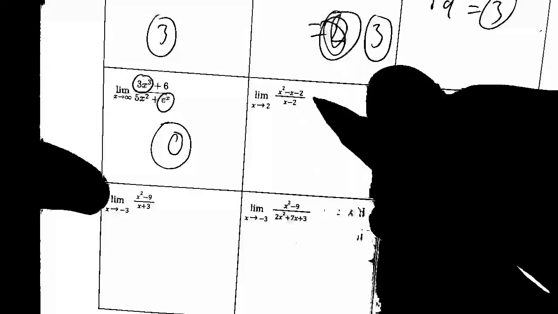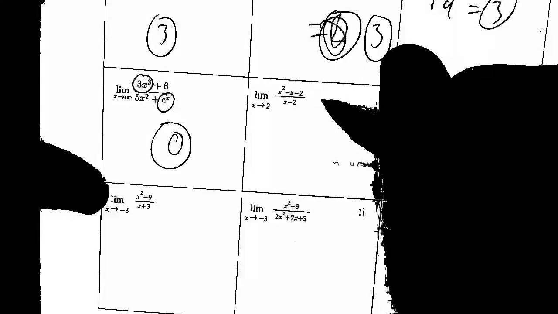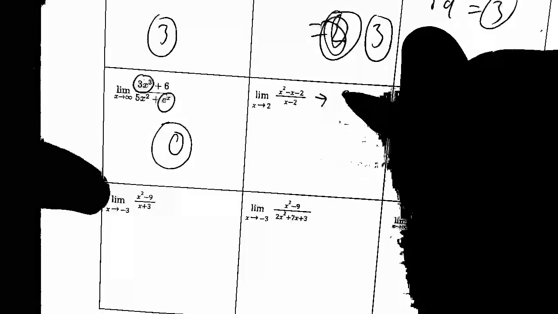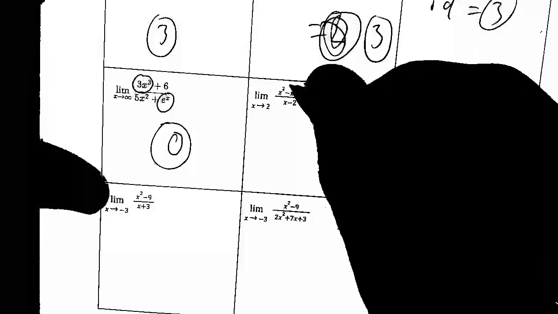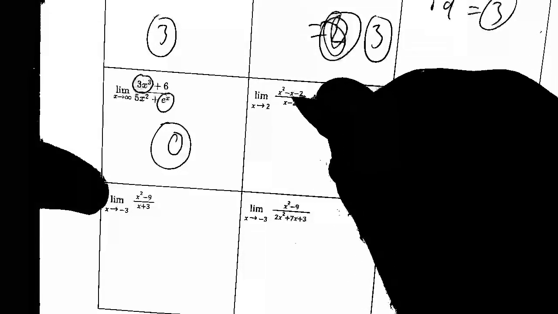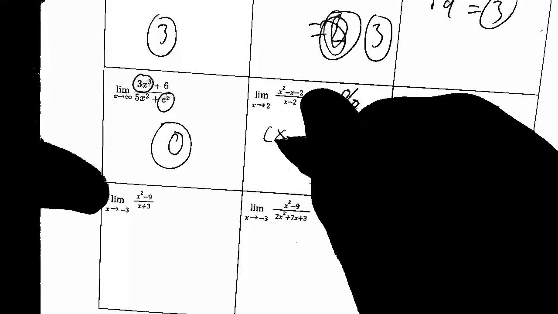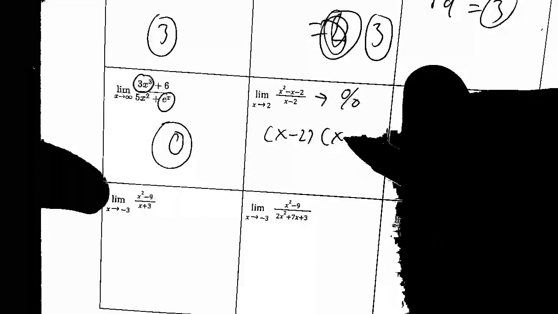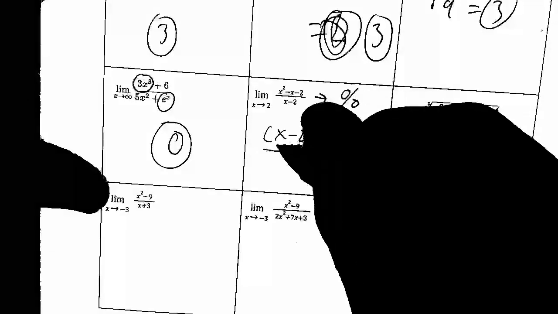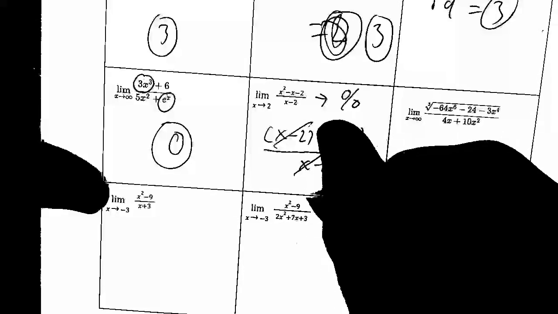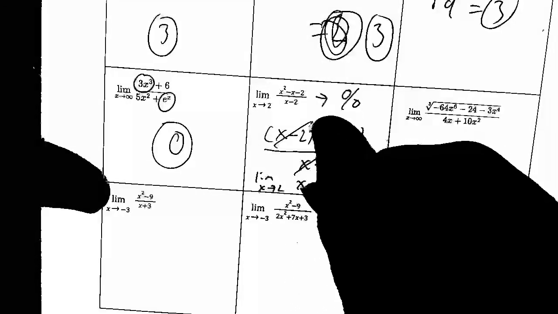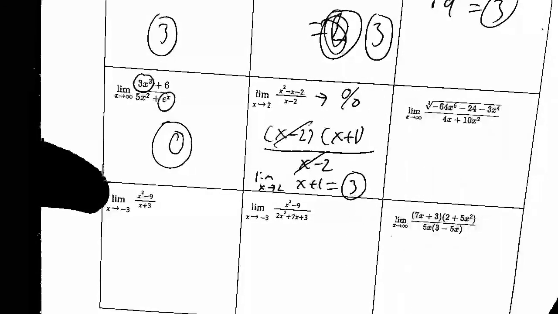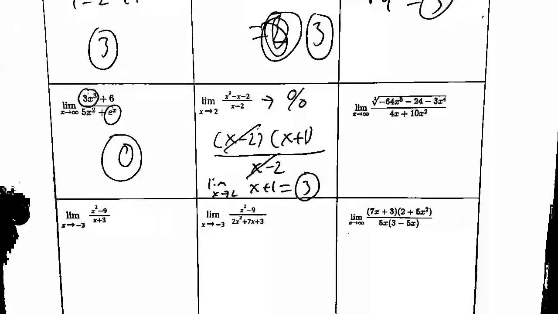So here, plug in a 2. We're going to get 4 minus 2 minus 2, which is 0. So in this case, we do get 0 over 0, which is indeterminate. This is where we need to factor. So let's factor that top. Two numbers that multiply to negative 2 and add to negative 1 would be x minus 2 and x plus 1. And then x minus 2 on the bottom. These are going to cancel. Now it's just the limit as x approaches 2 of x plus 1, and that's just 3.